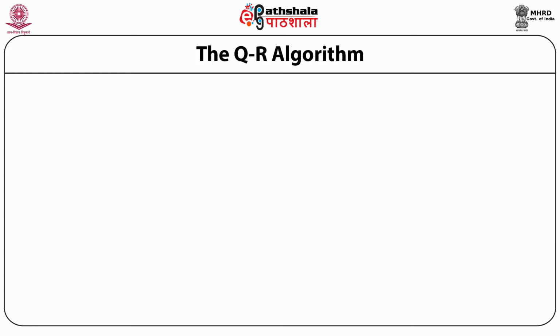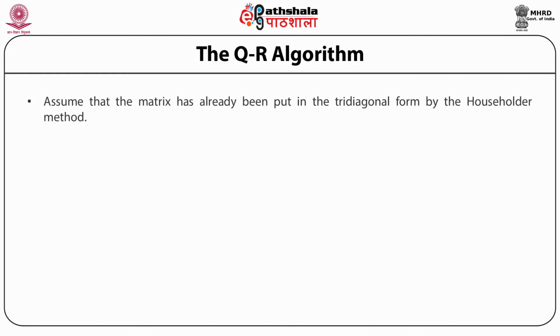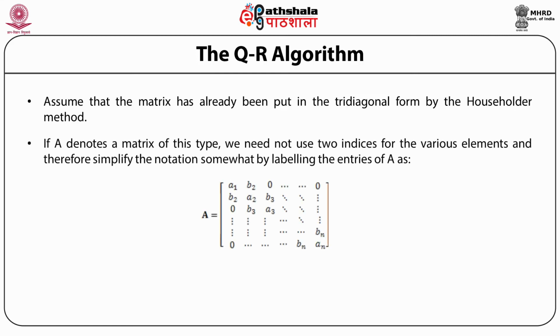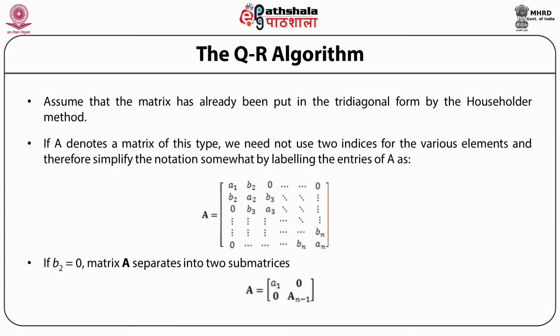Now let us see the QR algorithm. Assume that the matrix has already been put in the tridiagonal form by the Householder method. If A denotes the matrix of this type, we need not use two indices for the various elements and therefore simplify the notation somewhat by labeling the entries of A as shown on the screen. If b2 is equal to 0, then matrix A separates into two submatrices where A equals A1, 0, 0, A n minus 1.